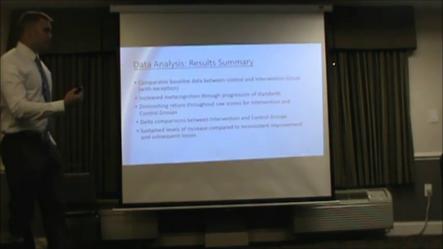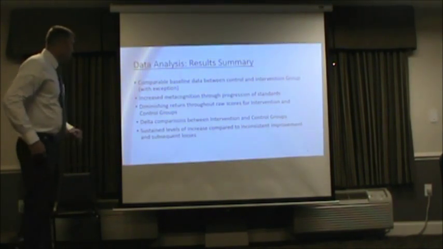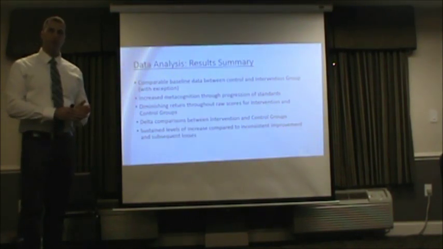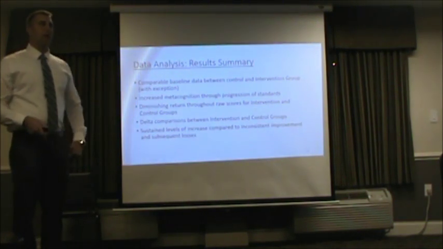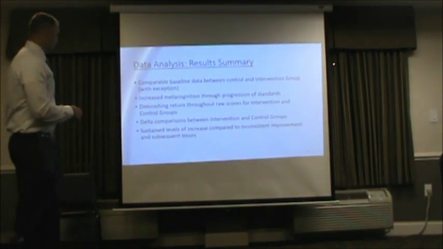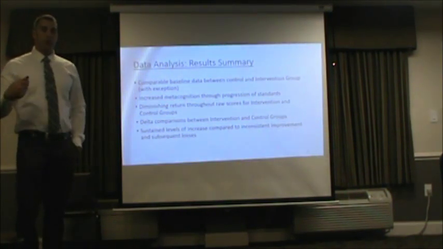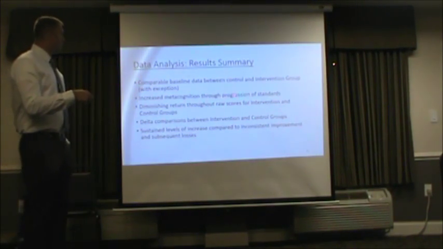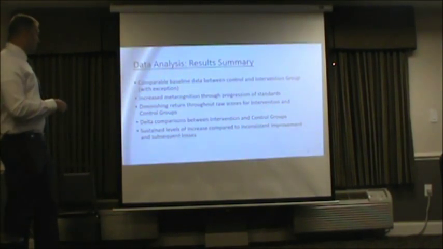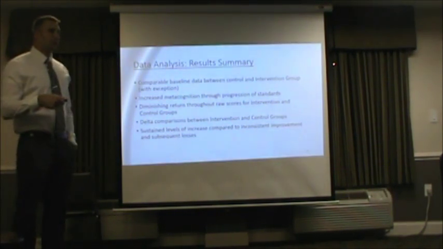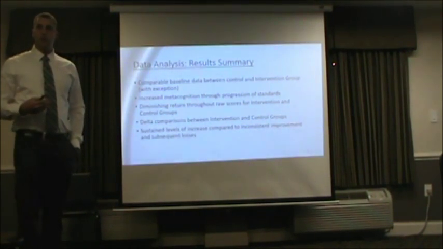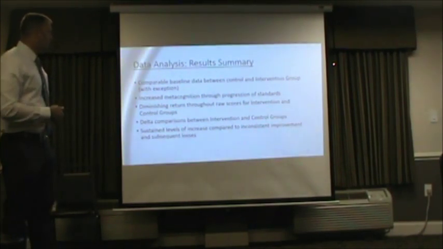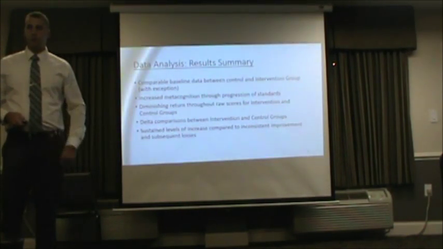So here's the summary of those results. The comparable baseline data between the control and the intervention group, with exceptions. So lower baseline for the control gave an opportunity for a higher gain on the post-instructional assessment. The increased metacognition through the progression of standards is very important for all of this. Also, that diminishing return throughout raw scores for intervention and control groups. We also have the delta comparisons between the intervention and the control, so with the percent increase compared to the percent decrease. And our sustained levels of increase compared to inconsistent improvement and those subsequent losses for the control group.